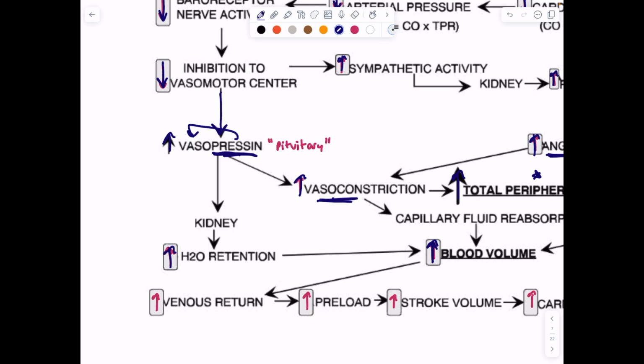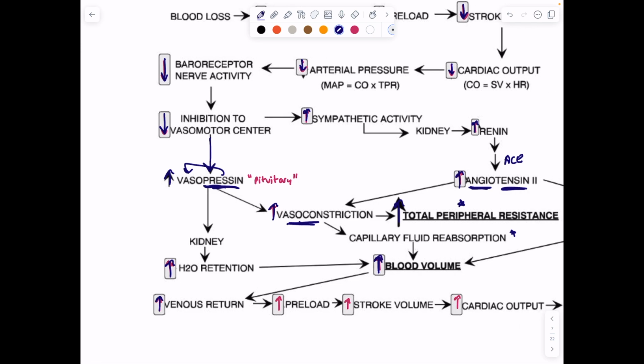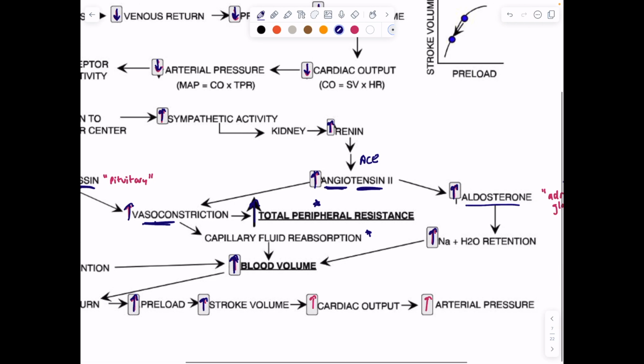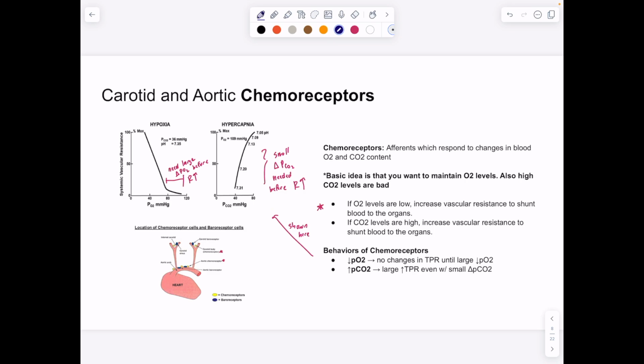All right, so vasopressin is released by the pituitary gland, and the net result at the kidney is an increase in water retention, so less peeing, and blood volume will go up. Blood volume going up means more venous return, increased preload, increased stroke volume, increased cardiac output, increased arterial pressure. All right, so the idea is that after a lot of blood loss, eventually we get back to normal. So those are all baroreceptor discussions.